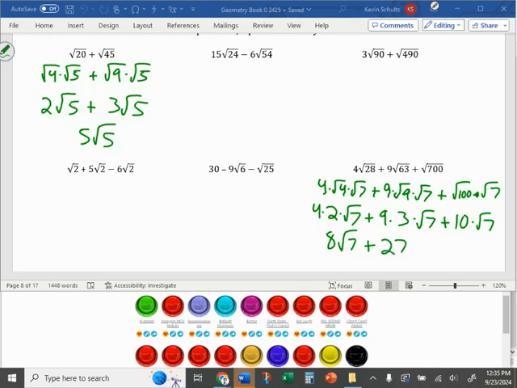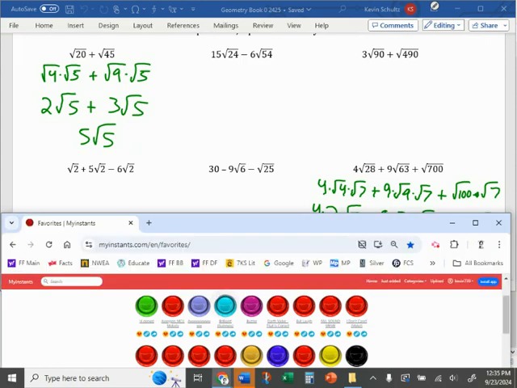9 times 3 is 27 root 7, and then 10 root 7 at the end. When you add roots, coefficients change, roots do not. 45 root 7 is our answer. Good job.